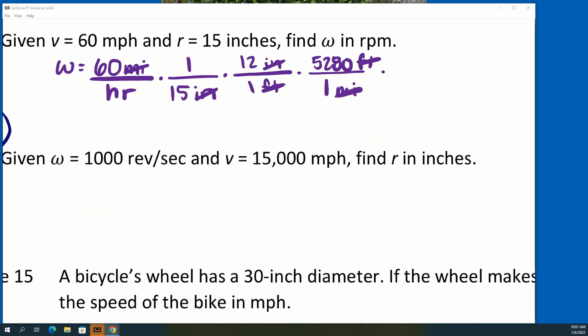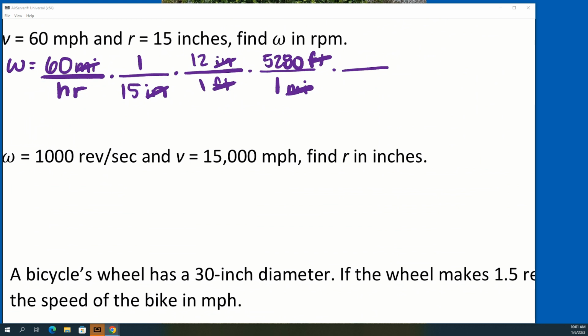So I need to change hours to minutes. Since hours is on the bottom, I'm going to put the number of hours on the top and minutes on the bottom. So if I did all the work here, what would my unit be? It's omega. What would the units be? Radians per minute. Very good.